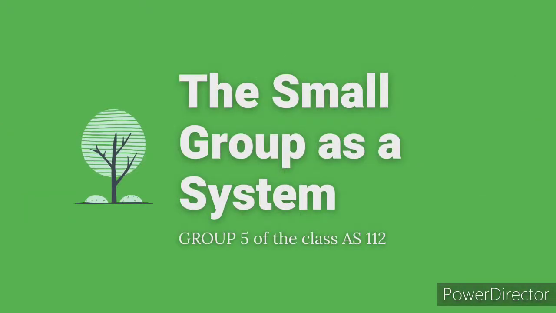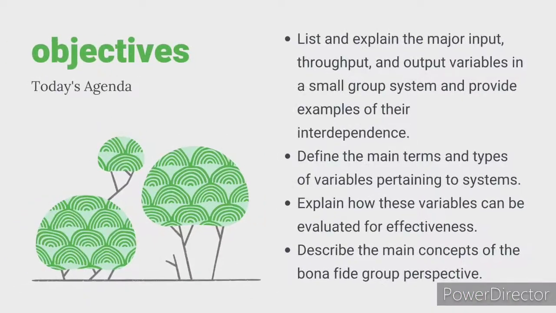The small group as a system. Objectives: list and explain the major input, throughput, and output variables in a small group system and provide examples of their interdependence. Define the main terms and types of variables pertaining to systems. Explain how these variables can be evaluated for effectiveness. Describe the main concepts of the bona fide group perspective.